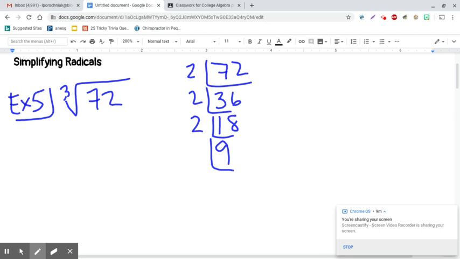Now, 9 is not even, so we have to divide it by 3. So 9 divided by 3 gives us 3. And 3 is prime, so the only thing we can put into it is 3. 3 divided by 3 gives us 1. We got that 1. We are done.